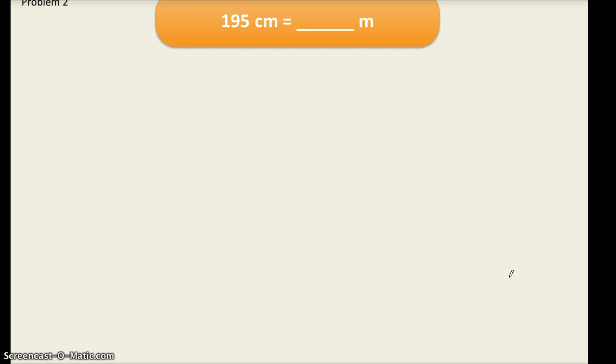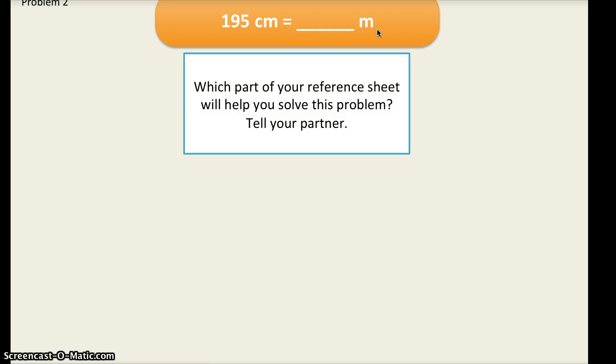Okay, here's one with converting centimeters to meters. This is where we use that decimal number.